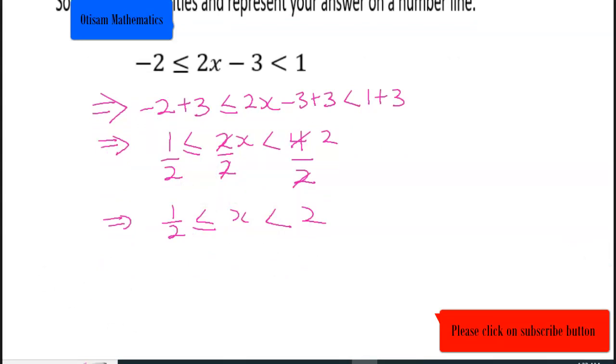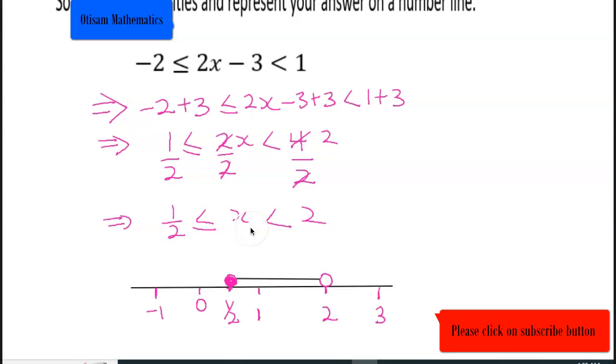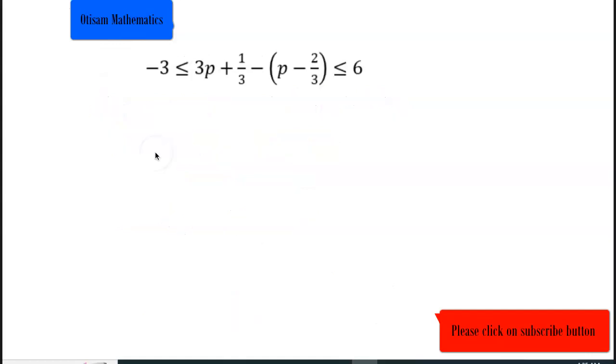Okay, so first of all, draw our line. This is 0, minus 1. This is 1, 2, and then 3. So half, the least number is half. We can locate half here. So this can be half. So we draw our circle and then 2. This is also 2. But the inequality symbol here is less than or equal to. So we shade this and we join. So that's very simple.